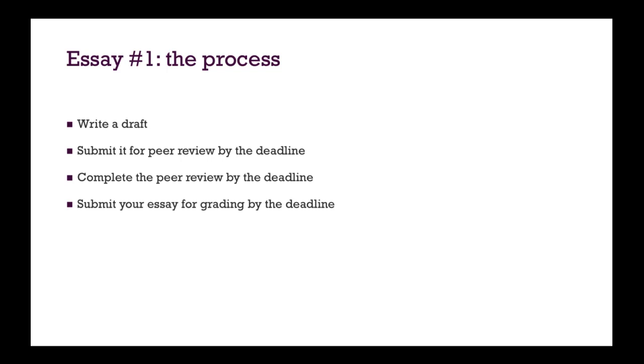Okay, so the process that you'll go through writing essay 1 is, first of all, after you digest the assignment, think about what piece of literature you want to write about, plan it out a little bit, and just write a draft. That's the first thing you've got to do. And then submit it for peer review by the deadline. When you submit your essay for peer review by the deadline, you'll automatically be matched up with somebody to review, somebody whose work you are supposed to review.